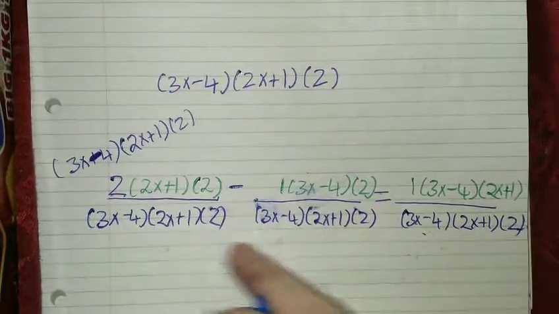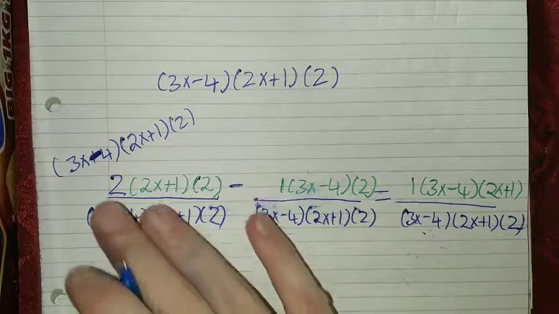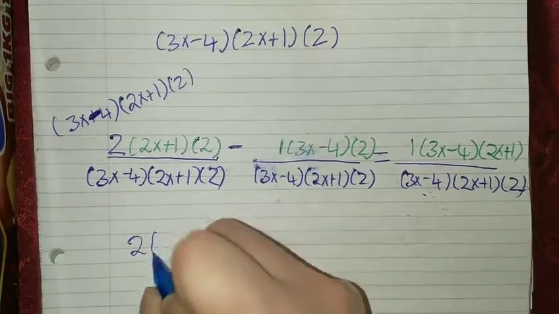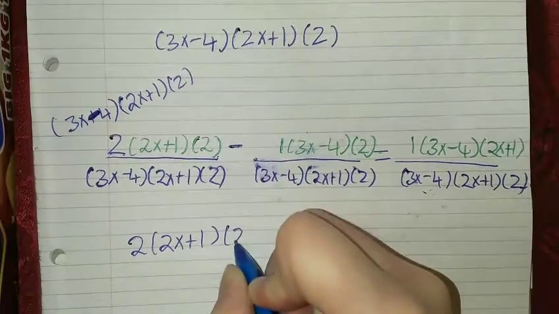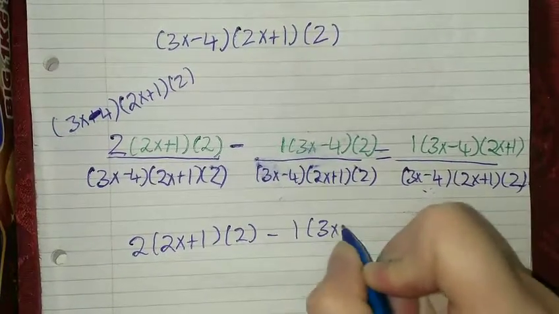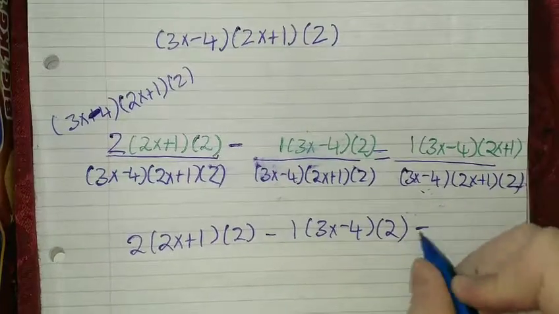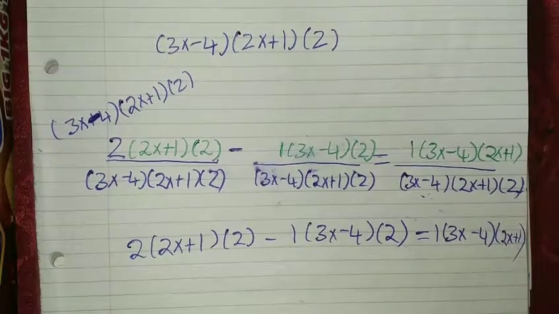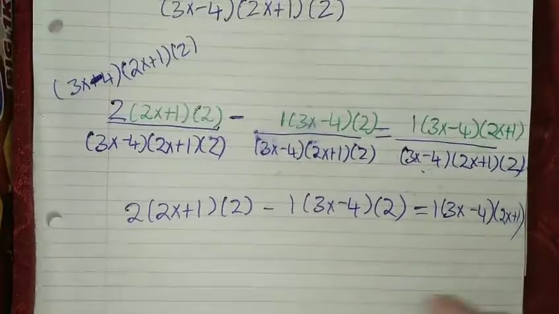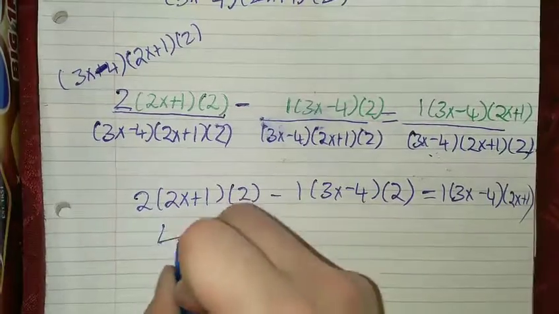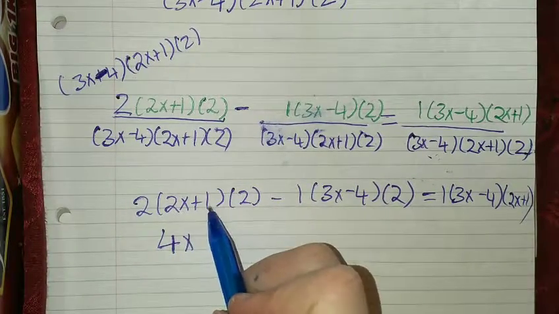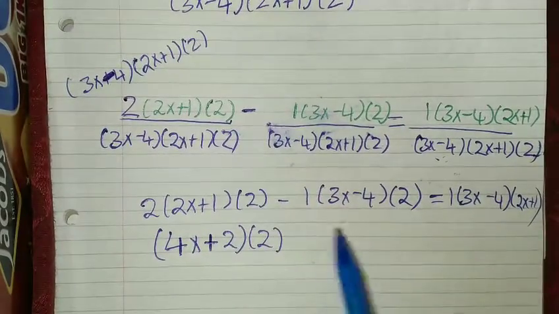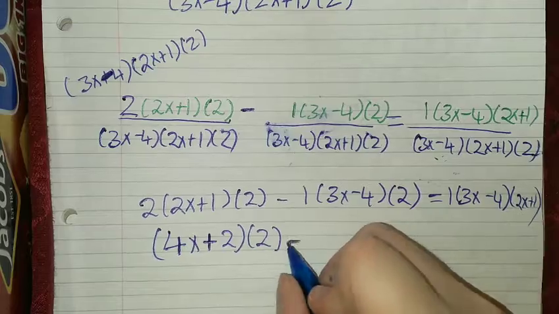So I can multiply both sides of my equation by the denominator, and then the fraction will cancel out. So then I'm just left with 2 by 2x plus 1 by 2, minus 1, 3x minus 4 by 2, is equal to 1, 3x minus 4, and then 2x plus 1. So now I'm going to simplify this out. So 2 by 2x gives me 4x. 2 by 1 gives me 2. And that's all multiplied by 2. And then I have minus 1 by 3x.